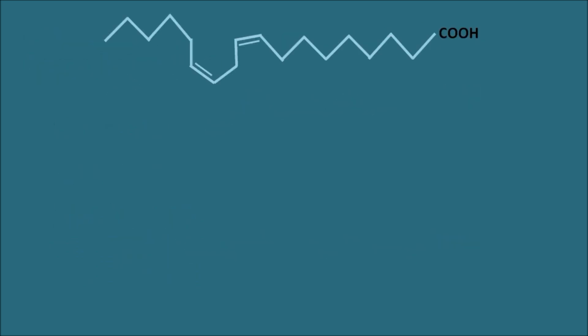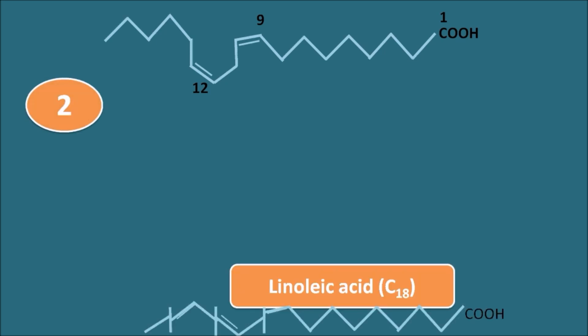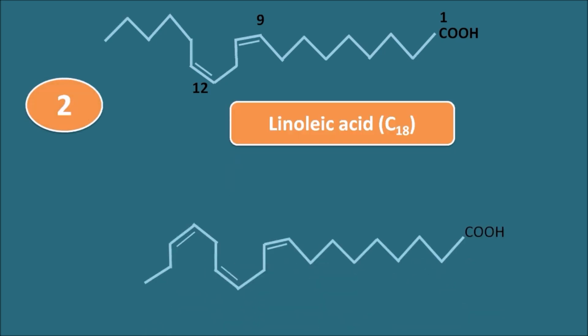So this is the structure of linoleic acid. We can start the numbering from the carboxylic acid as 1, and we can give the numbering such that the double bond is present at the 9th position and then the double bond is present at the 12th position. Now this is a fatty acid with 18 carbons with 2 double bonds. So this is linoleic acid.